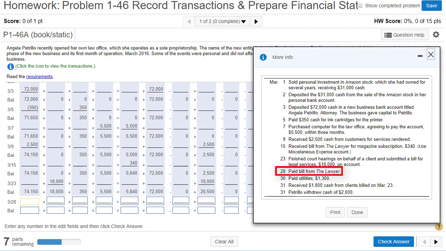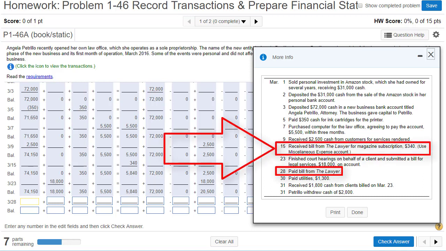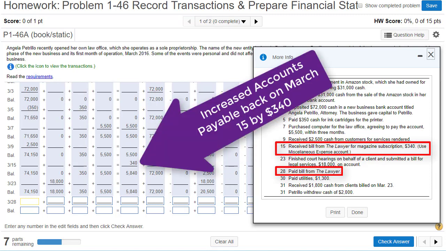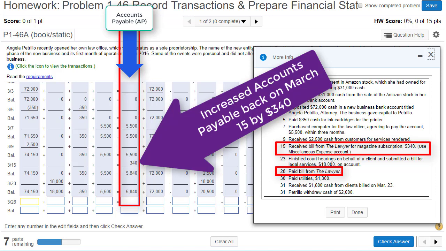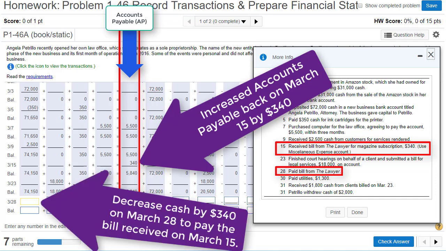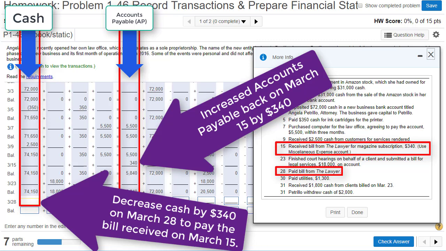March 28th, paid bill from the lawyer. Notice that back on the 15th, we received a bill from the magazine called The Lawyer. We did not pay it back then, so we increased accounts payable to show that we owed that amount. Now we are paying that bill. Cash is decreasing since we paid it, so I'll put minus $340 under cash.